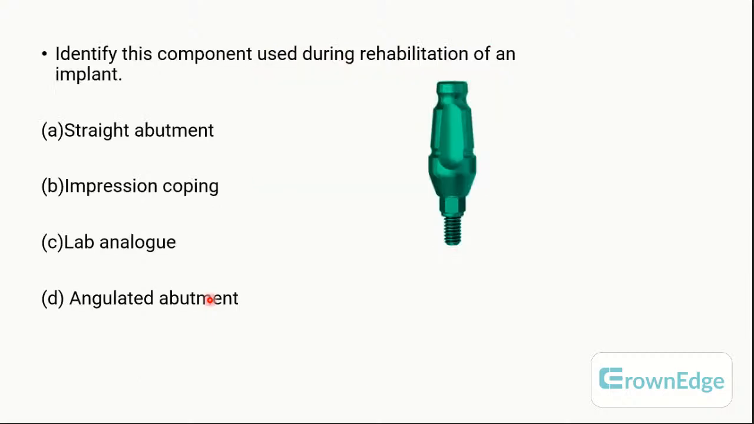So suppose this question was asked in one of your MCQs: identify this component which is used in rehabilitation of an implant. What would be your answer? We know your NEET as well as your All India board is very fond of picture-based MCQs. So they might just throw out one component and ask you to identify it. That's what I'm doing right here. Which is this component? Is it a straight abutment? Is it an impression coping? Is it a lab analog or an angulated abutment? You have to know your component systems, right? So which do you think is this?